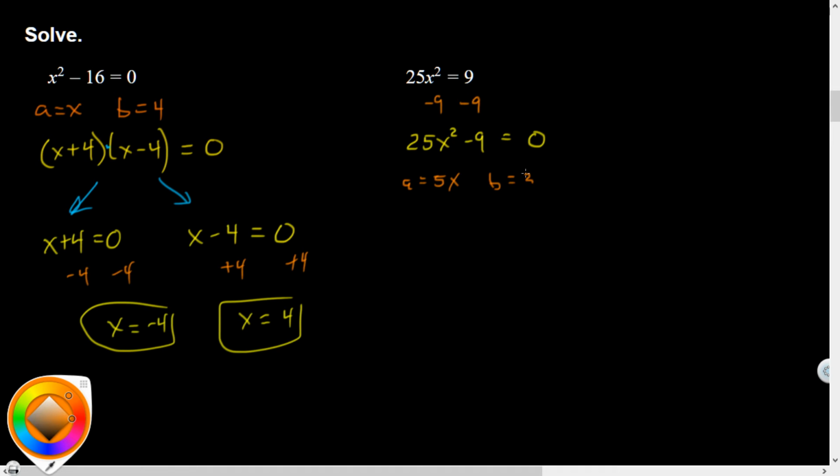The square root of 9 is 3, because 3 squared is 9. And let's see. So a plus b times a minus b is equal to 0. Plug it in the pattern so fast.